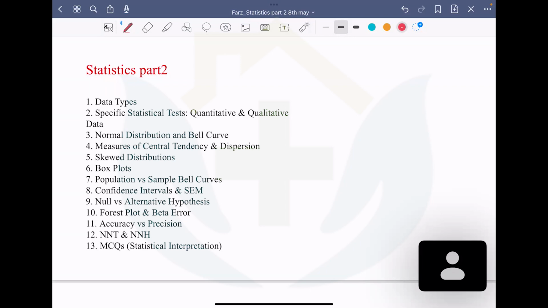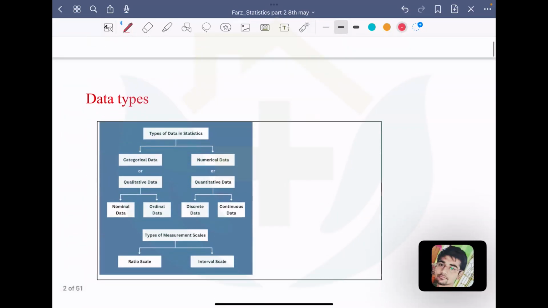Just note that I will mark the very important, frequently asked questions. So the null and alternate hypothesis, confidence interval, forest plot, and the tests used for the data. These are the frequently repeated questions, okay, and the skewed distribution. So we'll go on to the proper class.